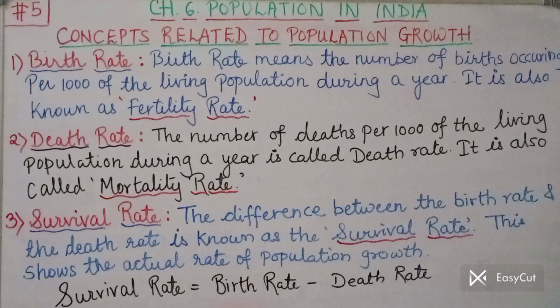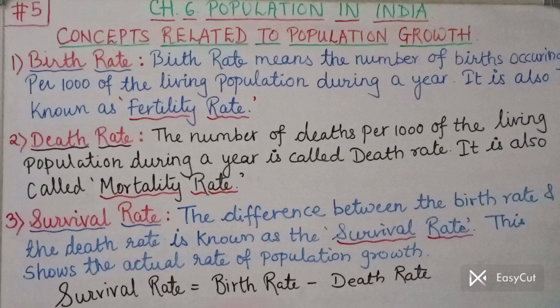Now what is survival rate? Because the net population growth, whatever we see, that population growth means birth rate minus death rate. So whatever number of births taking place in the country minus whatever number of people die in the country, that is death rate. So birth rate minus death rate gives us survival rate, and that survival rate means nothing but it is net addition to the population during that particular year. That is called the survival rate.